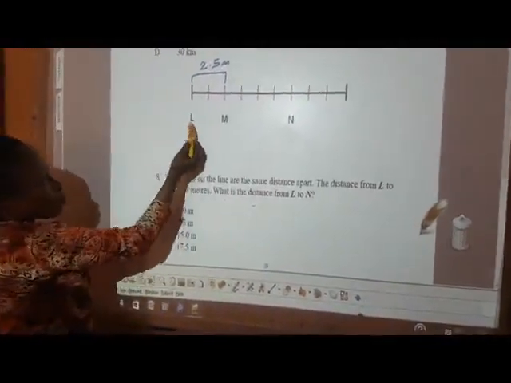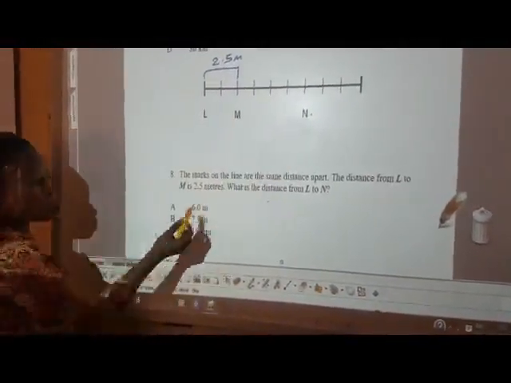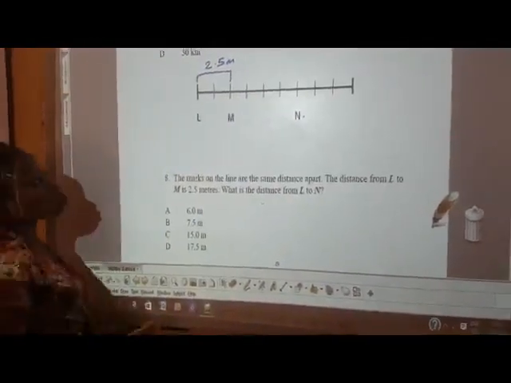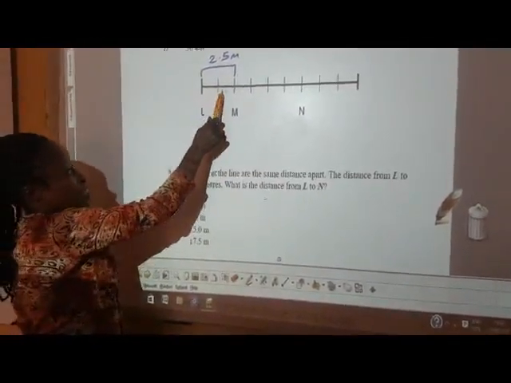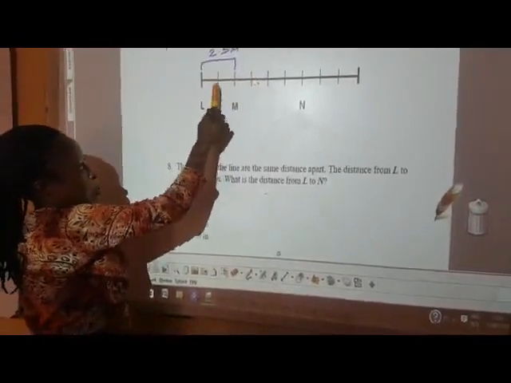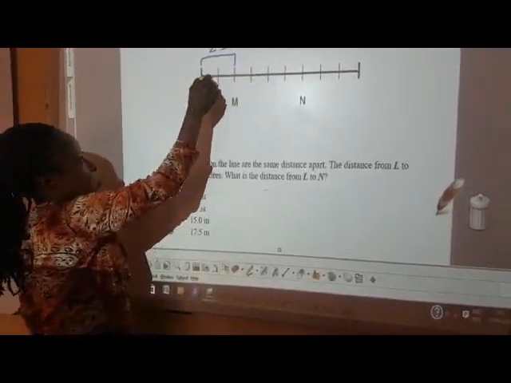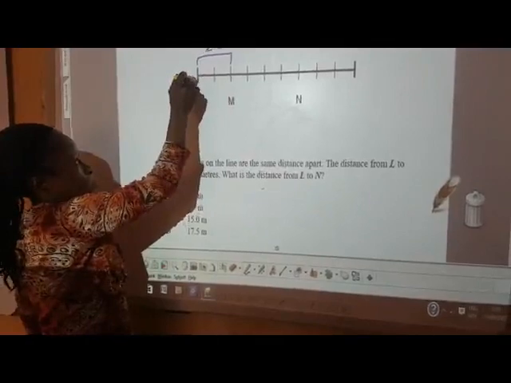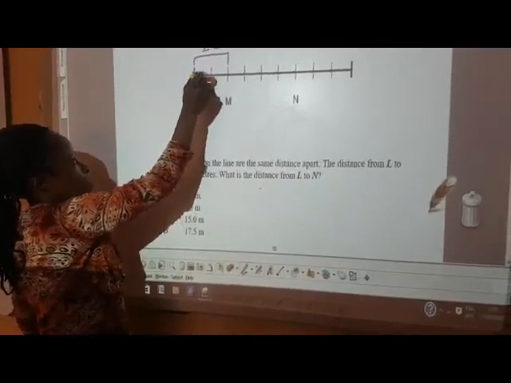Now, I want to see the distance from L to N according to the question. We have to look for what each line represents. What is the number for each line? So you have 2 lines here. After this line, you don't count the first one, you start from the second line, you count 1, 2.